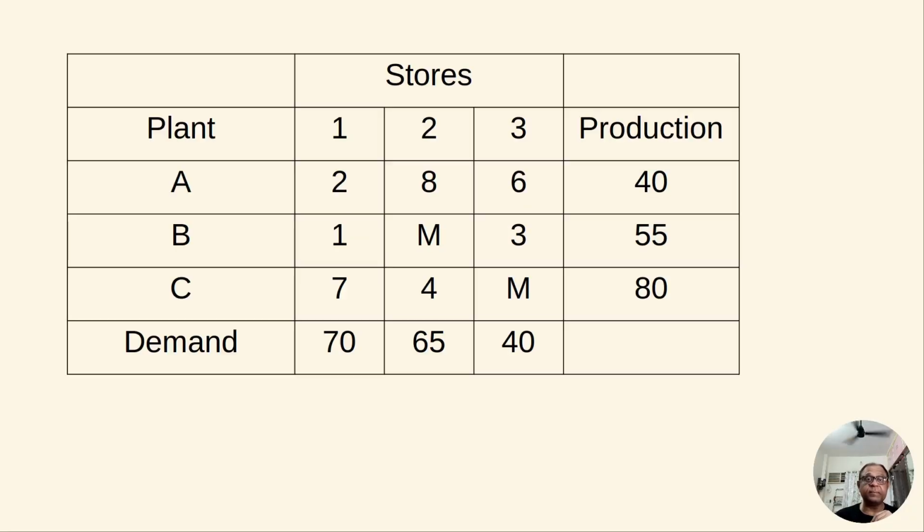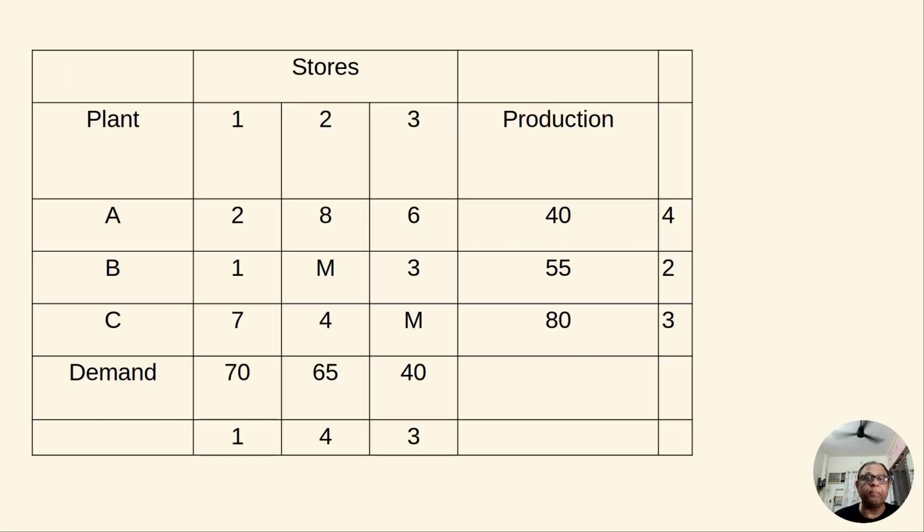So let's get ahead. We have the problem once again, and wherever we have the restrictions, that is plant B could not send to store number 2, and plant C could not send to store number 3, in that cell we put M, where M is a very large number. So it reminds us that these allocations cannot be done. So we go ahead and make our penalties on the right column, and below, we calculate the penalties.